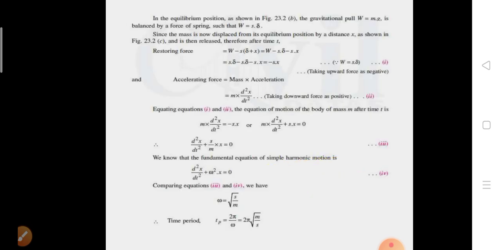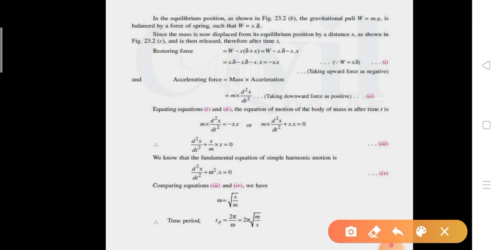So what will be your restoring force? Your restoring force will be W, that downward force, that is mg, minus S into delta plus x. You just multiply S into delta, S into x. So your final restoring force equation will be restoring force is equal to minus S into x or minus k into x. Let us say this is your equation number 1.